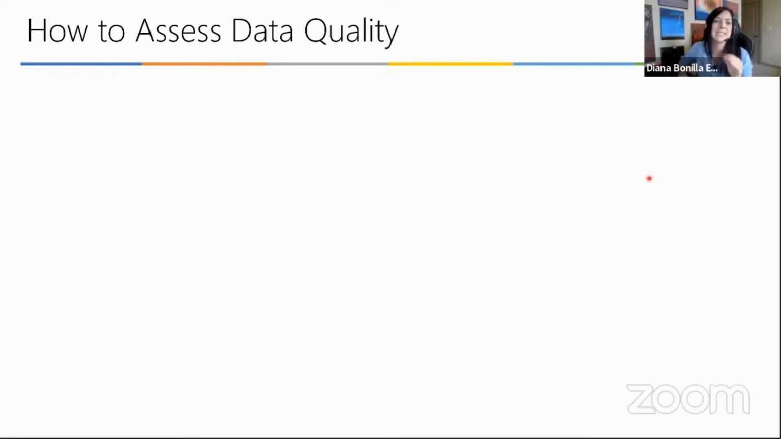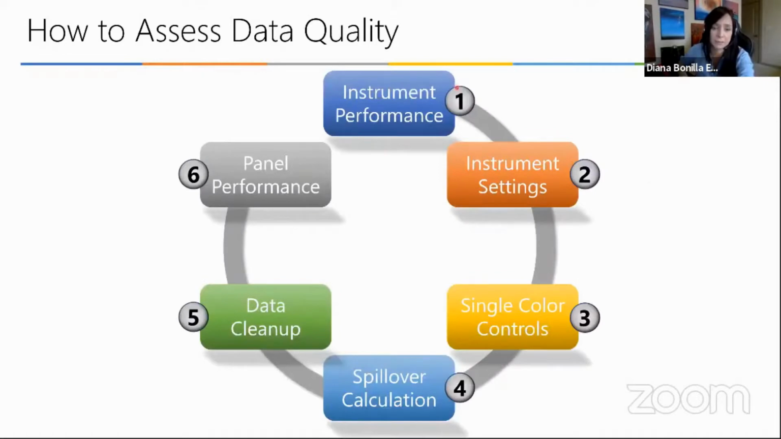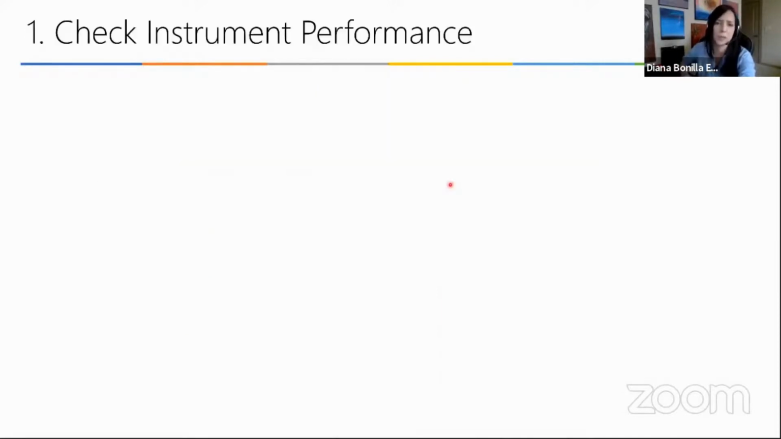And we have these 6 steps to assess that. And again, ideally in every sample or at least in every batch that you're running. Make sure that the instrument works well, your settings for acquisition are correct, your controls are giving you good spillover calculation and are good quality, that you remove any unwanted events, and that you check, especially from the biological point of view, if your panel is performing well or not. So I'm going to go one by one.